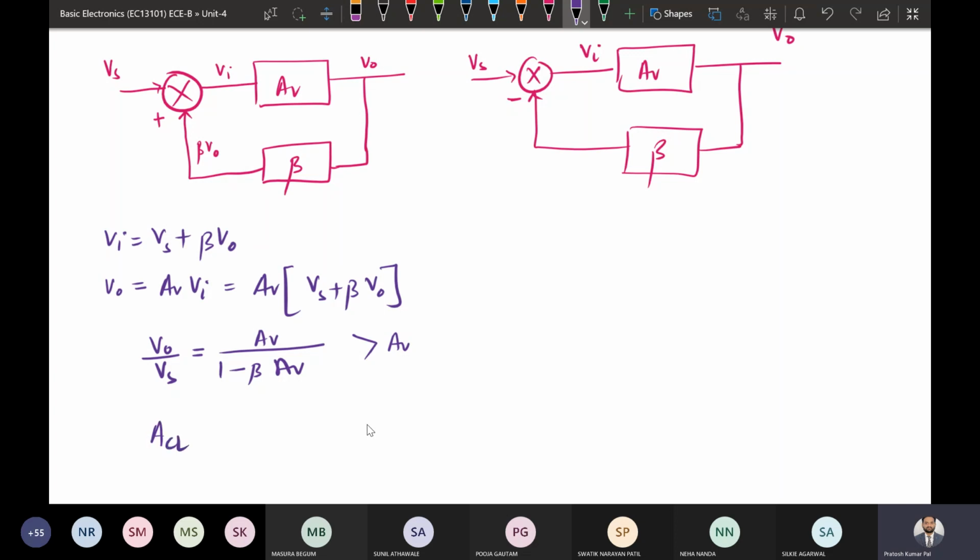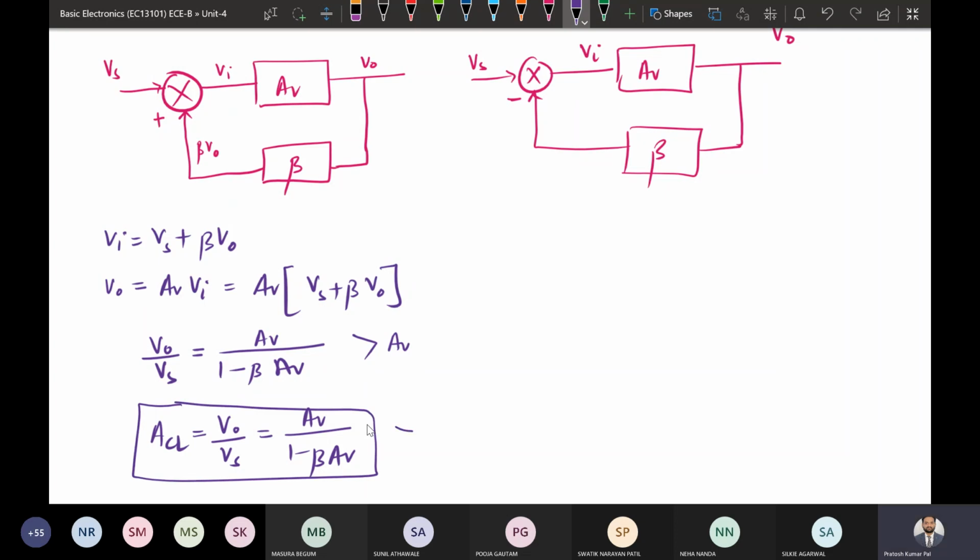So this V naught divided by Vs, that is output divided by input, is considered here as the closed loop gain. So V output divided by Vs equals AV divided by 1 minus beta times AV, and this closed loop gain will be greater than AV. That's why it is called positive feedback, because the gain increases from the open loop gain. Open loop gain was AV, now the closed loop gain is greater than AV.